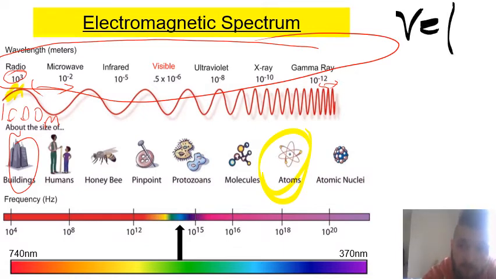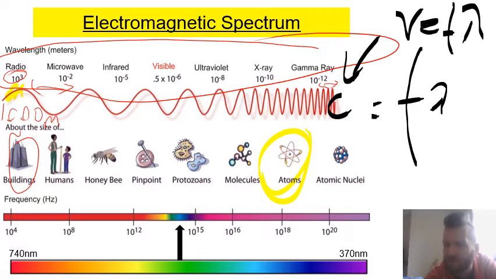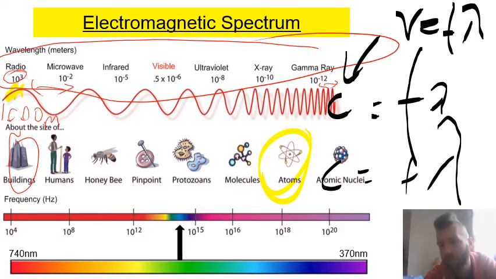is wave speed equals frequency times wavelength. Okay? Now, if our wave speed is constant, and it's always the speed of light, 300 million meters per second, that means if we make the f really big, the wavelength must become really small, so that this equation still makes sense. Or if we make the wavelength really big, the frequency must become really small, so this equation still makes sense.